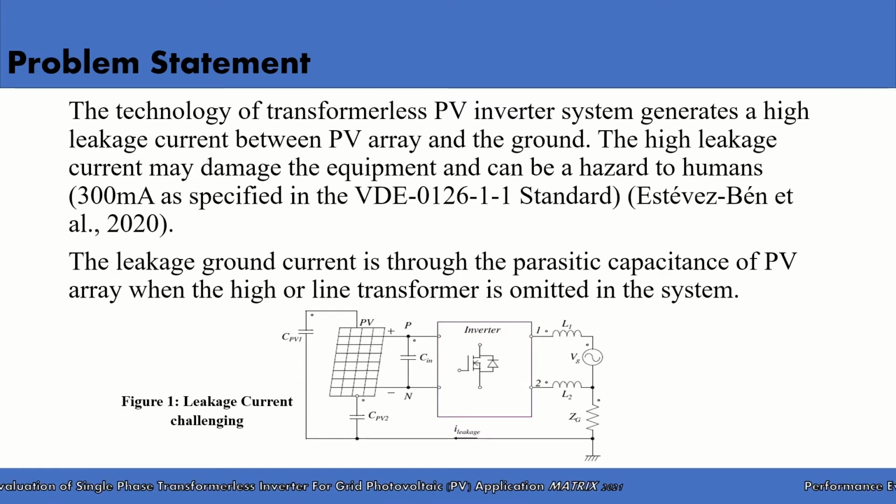Now the problem statement: the technology of the transformerless PV inverter system generates a high leakage current between the PV array and the ground. The high leakage current may damage the equipment and can be a hazard to humans. The leakage ground current flows through the parasitic capacitor of the PV array when the line transformer is omitted in the system.